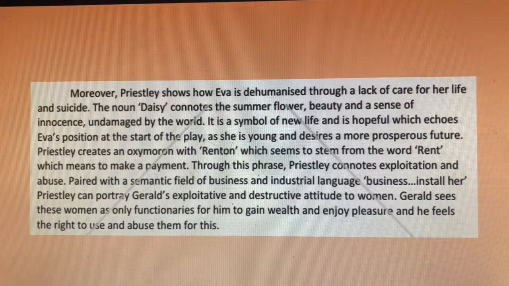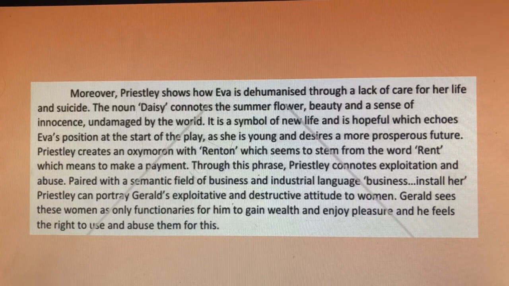Paired with the semantic field of business and industrial language, "business", "install her", Priestley can portray Gerald's exploitative and destructive attitude to women. Gerald sees these women as only functionaries for him to gain wealth and enjoy pleasure, and he feels the right to use and abuse them for this. This shows deep understanding of the character of Gerald, as well as Priestley's intentions when creating the play itself.